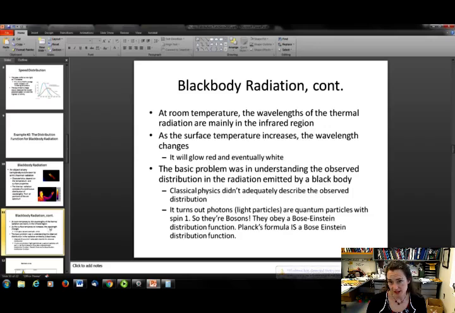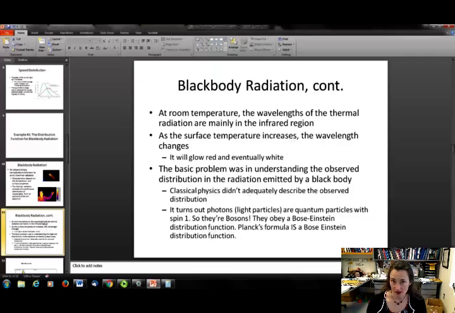So at room temperature, as I said, the wavelengths of the thermal radiation are mainly in the infrared, but as you increase the surface temperature, the wavelength is going to change. The wavelengths get shorter as the temperature gets higher. So eventually you'll get into the red glow, eventually white, and then for really hot objects, the UV and the X-ray. So the basic problem was in understanding why the distribution function looked the way it did, because when they tried to use classical physics to describe it, it didn't adequately describe the distribution function that they saw from the data.